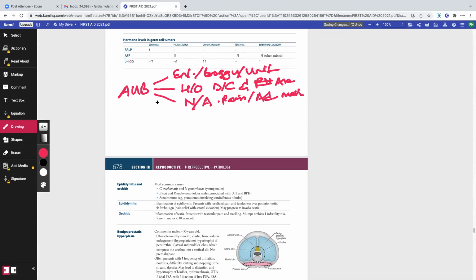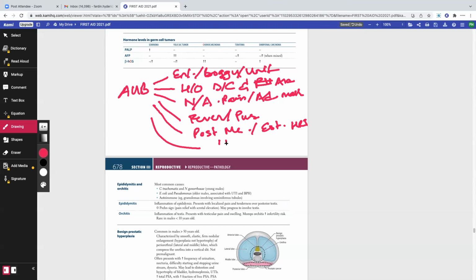Endometriosis, very good. Abnormal uterine bleeding with fever, pus: endometritis. Abnormal uterine bleeding in post-menopausal women with estrogen, hormone replacement therapy use: endometrial hyperplasia, very good.